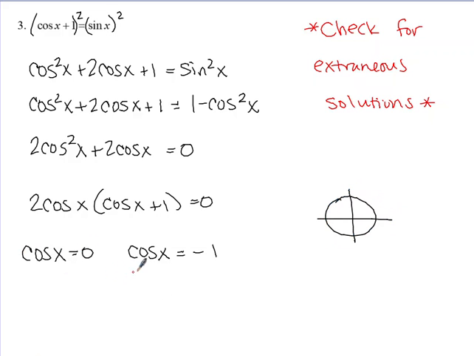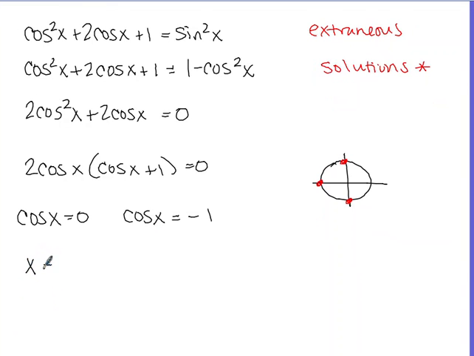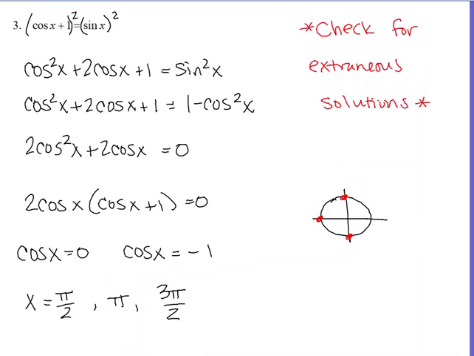Cosine of x is equal to 0 at pi over 2 and 3 pi over 2. And cosine of x is equal to negative 1 at pi. So right now I have x equals pi over 2, pi, and 3 pi over 2. But I have to go back to the original problem and check for extraneous solutions. You can use your calculator for this, or you can figure it out using the unit circle.